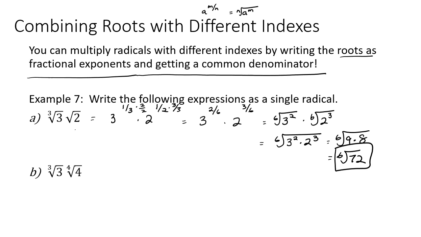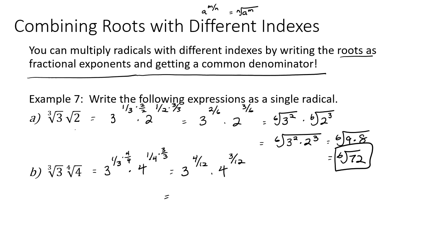All right, so by a similar process, cube root of 3 would be 3 to the 1/3. 4th root of 4 would be 4 to the 1/4. We need a common denominator between 3 and 4, which is 12. So I'm going to multiply the one on the left by 4 over 4. It's 3 to the 4/12. The one on the right by 3 over 3. That would be 4 to the 3/12.